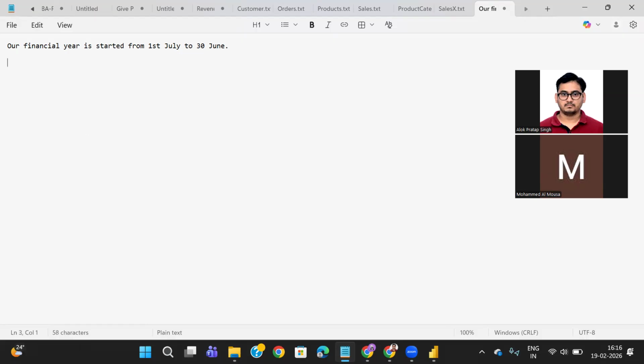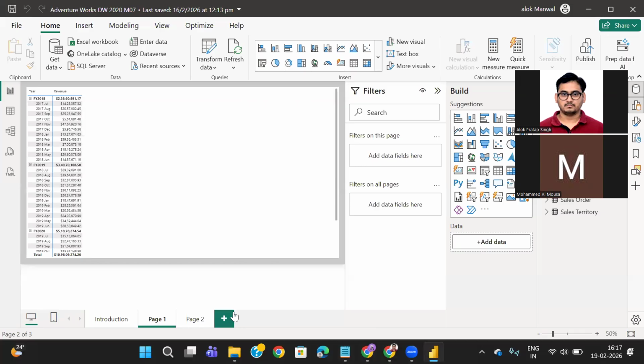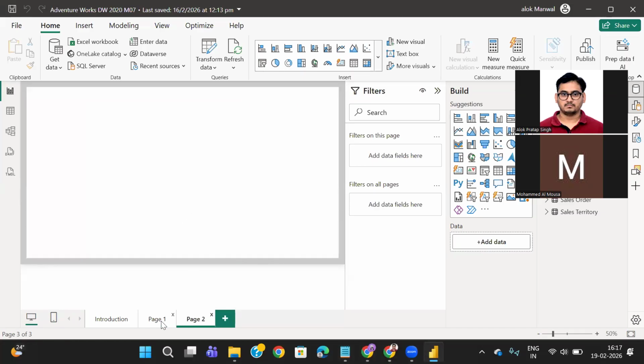Yeah, if I want to calculate revenue for this year, till this date, so I have to mention this 30 June there in my formula in my DAX. Let's see how we are going to get it.